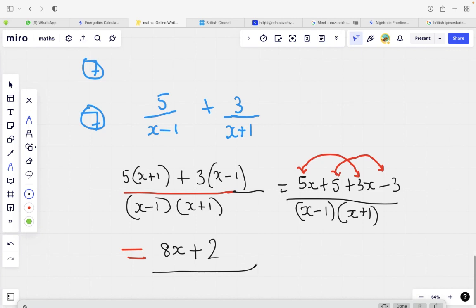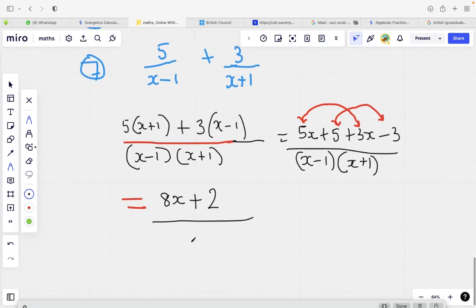So there we write the denominator. Our denominator is just x minus 1 and x plus 1. And there we end it. That will be the end of this particular problem. x minus 1 in one bracket, and then x plus 1 in another bracket.